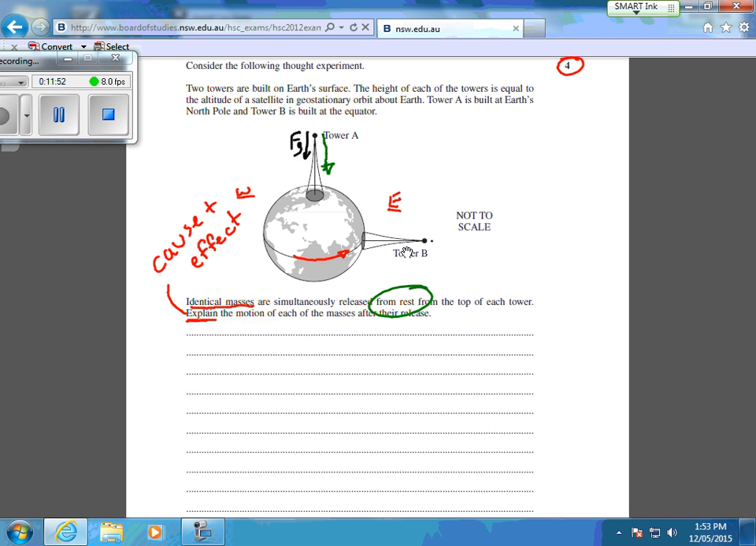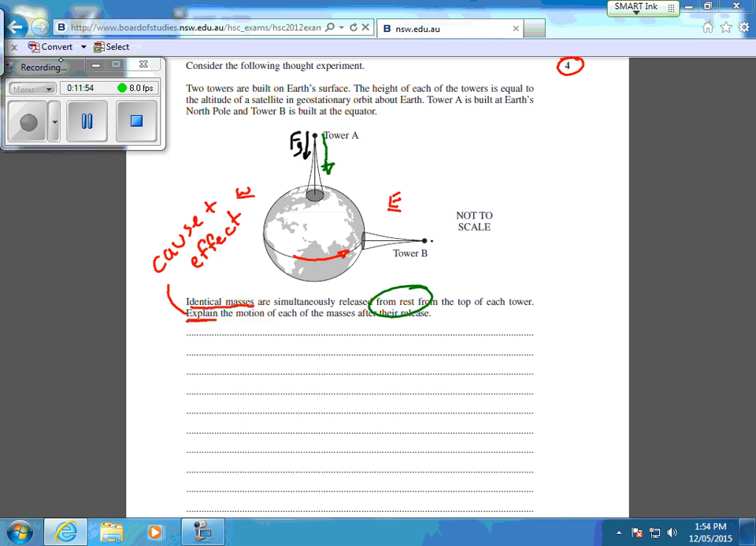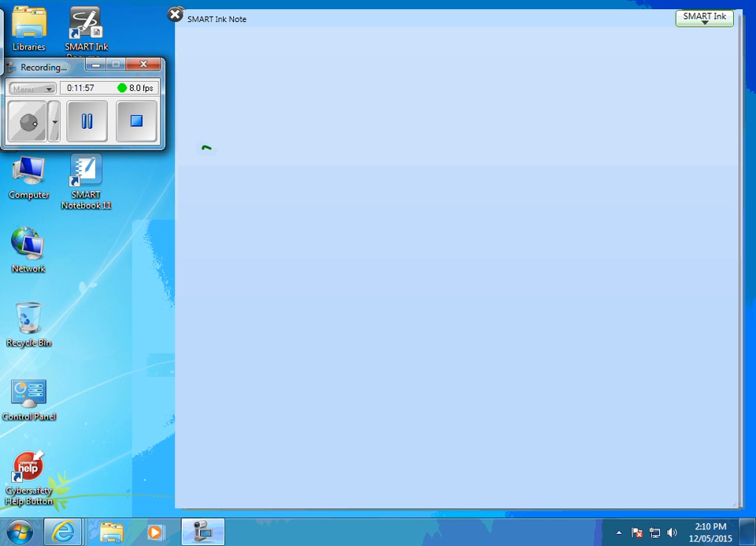Okay, that will do for this little section. So we've looked at orbital velocity, which is distinct from escape velocity.